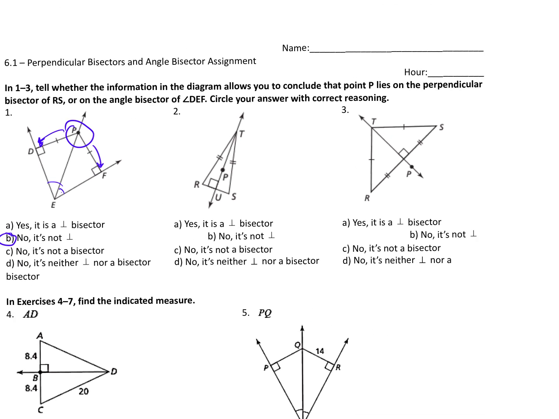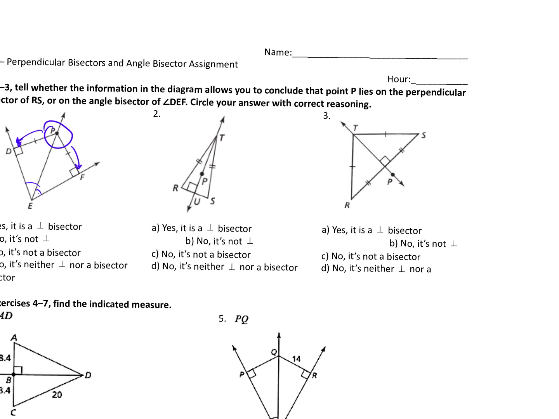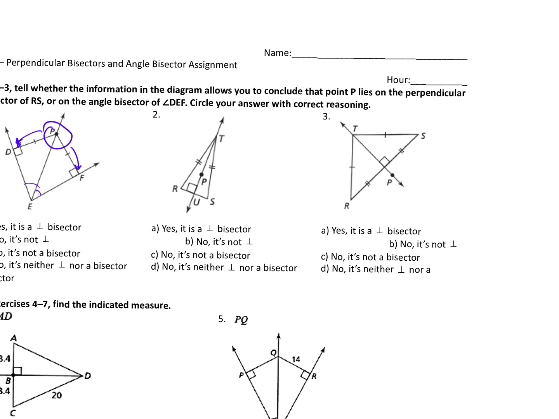Let's go to number 3. Number 3, it is perpendicular to the base. It is equidistant to the sides. So yeah, we do have a perpendicular bisector.